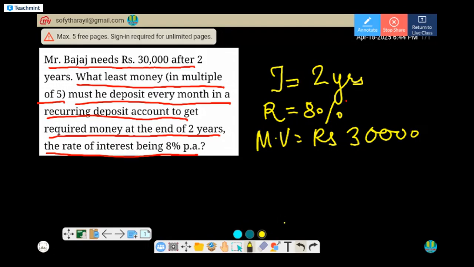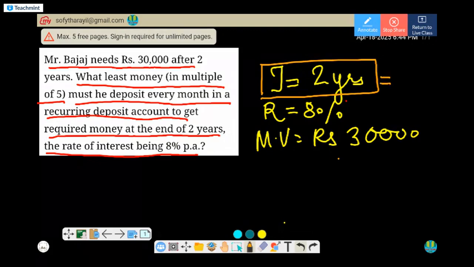Now, very first thing, because it's monthly, the time period you have to convert into months. So time 2 years is how many months? 2 years will be 24 months, correct? Now we have this information. We don't know the interest also. We are not given the interest as well. So let's assume that the installment he needs to pay, let that be rupees X. The time, of course, is 24 months. Rate of interest is 8%. Let's find out the SI in the first place.